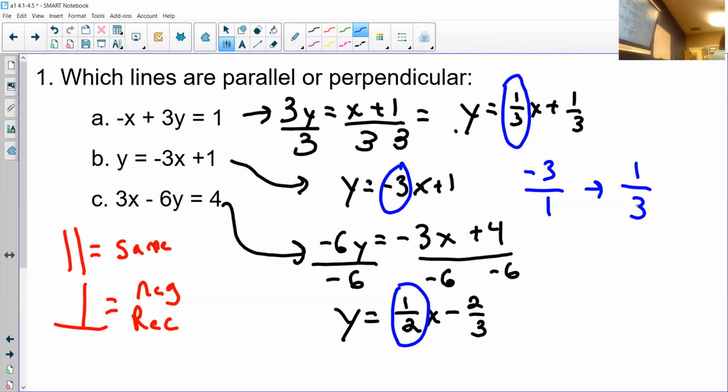Because if it's negative 3 and it's positive 1/3, then they're... I just wanna make sure.